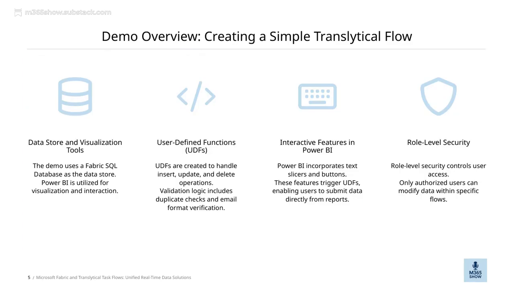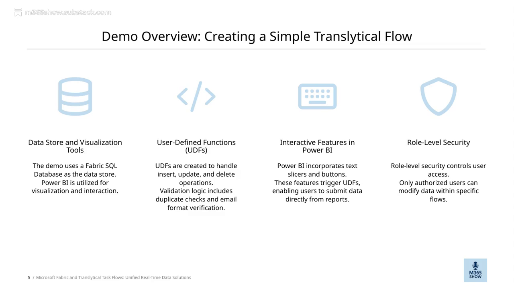In this slide, we're diving into a demo overview of creating a simple translytical flow using Microsoft Fabric. As you can see, row-level security plays a crucial role here. It controls who can access and modify data within specific flows, ensuring that only authorized users can make changes. This is essential for maintaining data integrity and security.